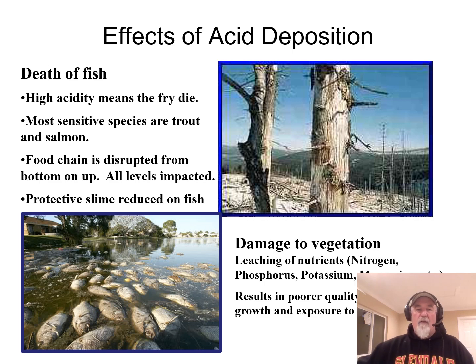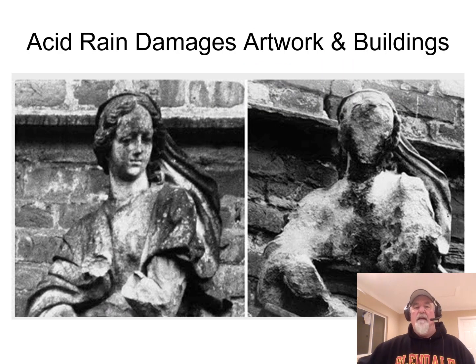So dying forests, fisheries die off, and we also see acid's effect on monuments and buildings. And this would probably have been, I don't know, 50 years or so. So maybe some Renaissance art out there for many, many years, and then after industrialization, the effect can be seen. The effect of the acid rain can be seen quite dramatically.